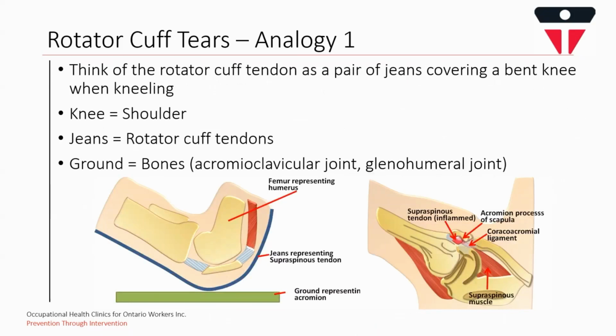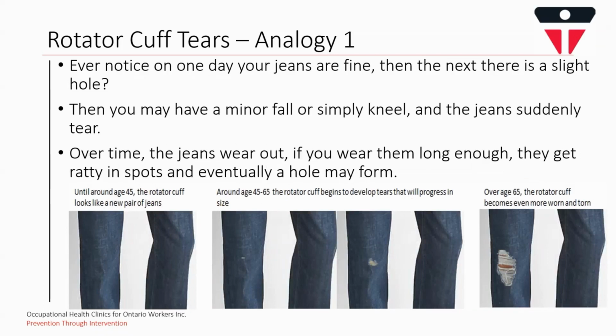One analogy of a rotator cuff tear is to think of the rotator cuff as a pair of jeans covering your knee when you're kneeling. The knee would represent your shoulder, the jeans the rotator cuff tendons, and the ground would be the bones, the acromioclavicular joint or the glenohumeral cavity. Now, have you ever noticed one day your jeans are fine, but the next day there's a slight hole? Then you may even have a minor fall or simply kneel and the jeans just suddenly tear and give out. Well, over time, the jeans wear out, and if you wear them long enough, they get ratty in spots, and eventually a hole may form.